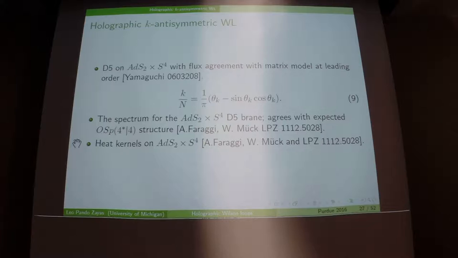How do you go from the D3 brane to the D5 brane? No, these are different objects. Yes. So one describes the Wilson loop in the K-symmetric representation, and this is the K-antisymmetric representation.